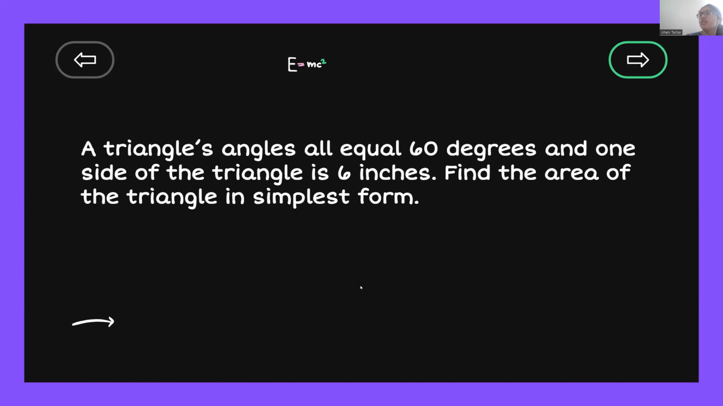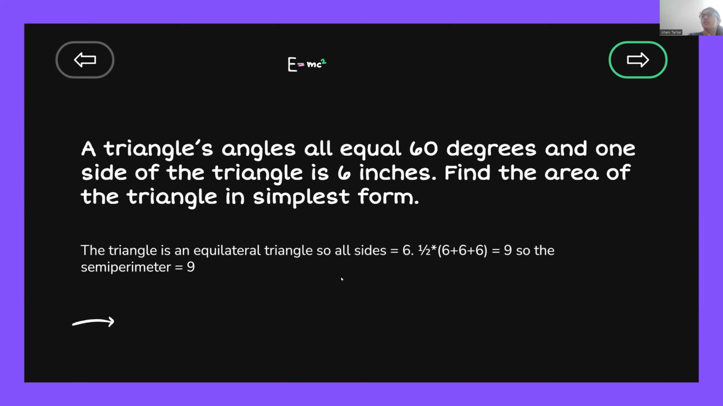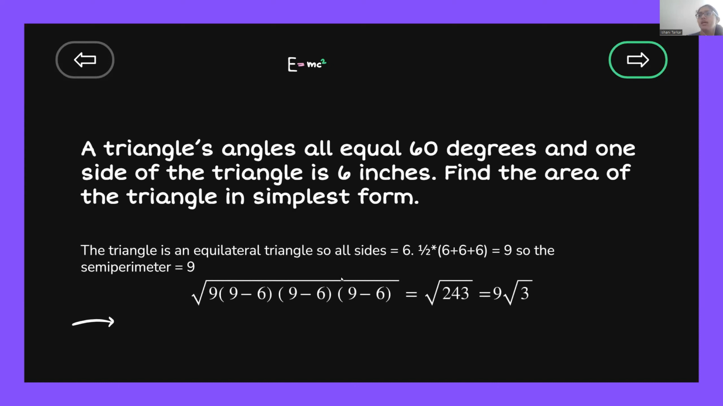Yes, it's 9 square root of 3. The semi-perimeter is 9, as we said earlier. So we'd have 9 times 9 minus 6 times 9 minus 6 times 9 minus 6. The reason we're able to assume it's an equilateral triangle is because all the angles are equal to each other. It says in the problem all the angles are equal to 60 degrees, so we know that all the sides are the same length. So it would be square root of 243, which is 9 square root of 3. Good job to everyone who got that.